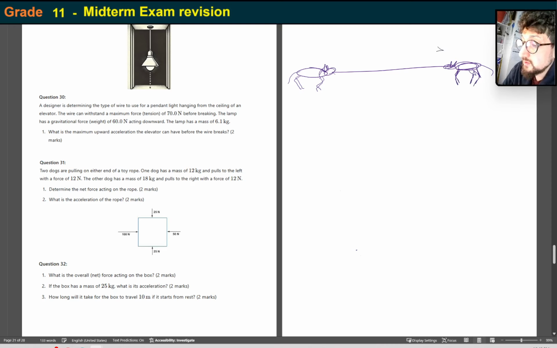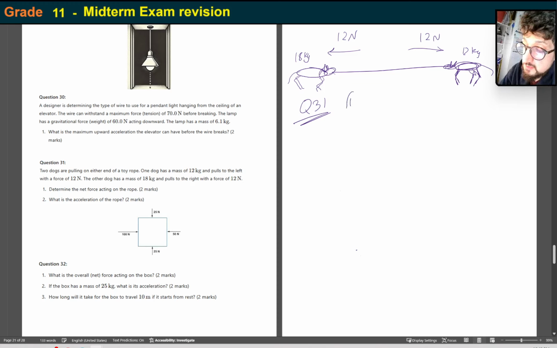Anyway, so that one is pulling this way, and this one is pulling that way. This one has a mass of 18 kilograms, and this one has a mass of 12 kilograms. This one pulls with 12 newtons, and this one pulls with 12 newtons. It's a trick question, because quite frankly, I couldn't care less about the masses of the dogs. All I care about is the force. What is the force it's pulling with?